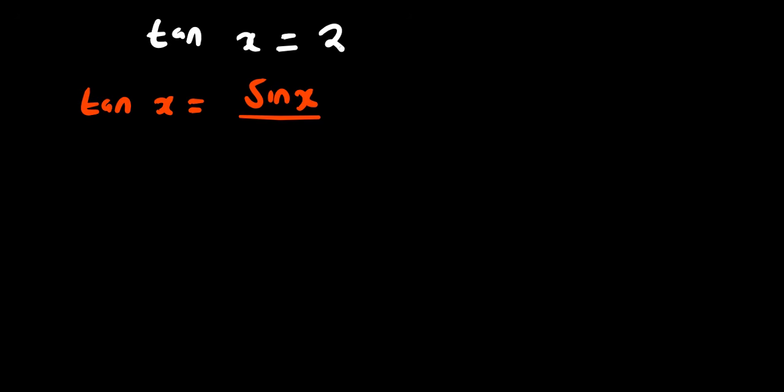Okay, so we are saying tan x is equal to 2. Since x is in the first quadrant, both sine and cos are positive. So we're going to use the identity of tan. We know that tan x just equals sine x over cos x. Now we can make an equation here.